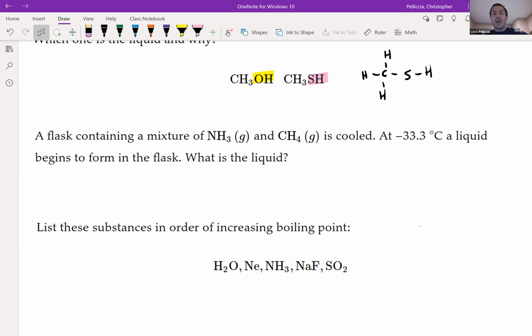Now, we can look at the kind of bonding that these two molecules do. NH3, as we've talked about earlier, is polar and will do some hydrogen bonding. CH4 is symmetrical and will do van der Waals interactions. Van der Waals interactions are significantly weaker than hydrogen bonding, telling us that CH4 will stay a gas at much, much lower temperatures, telling us that at minus 33.3 Celsius, there must be the ammonia that is condensing into a liquid.